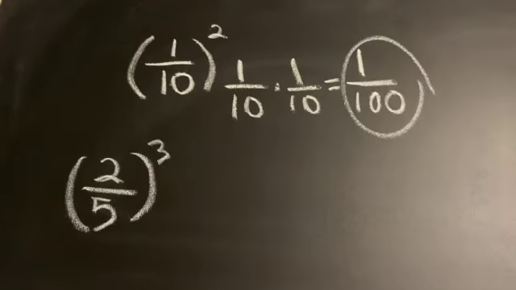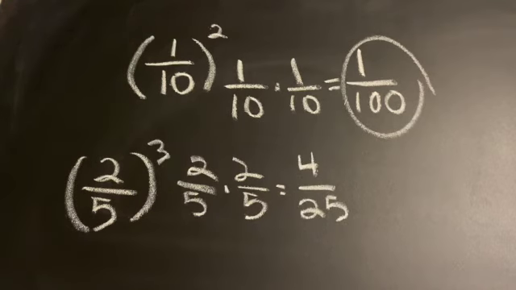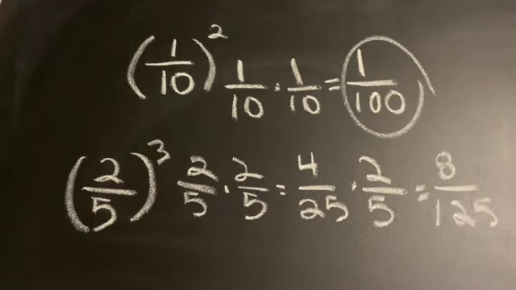Now let's try 2/5 cubed. 2/5 times 2/5 equals 4/25. Multiply the last 2/5 and you have 8 over 125. And because you cannot reduce this, 8 over 125 is your answer.